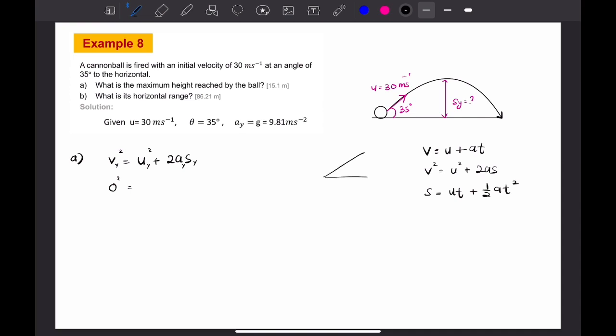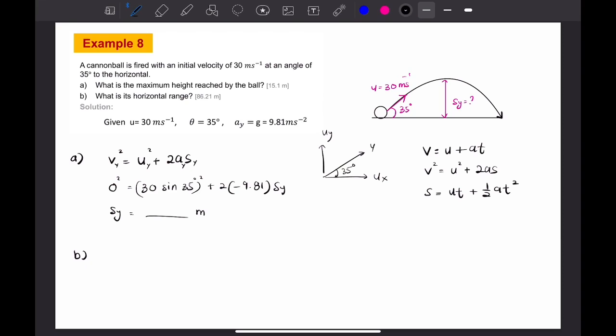So you have learned in school before that the resultant is u, and then horizontally ux, and vertically uy, and the angle is 35. So you need to resolve. To find the uy, you need to use 30 sine 35, squared, plus 2, and then ay is negative 9.81, as I have mentioned before, and then sy. So you do your maths, and then you get the answer in meters.